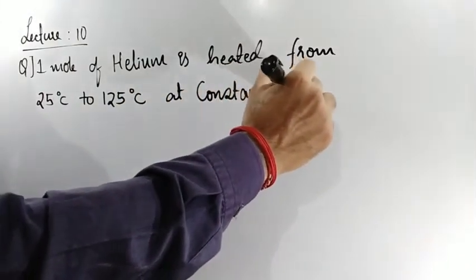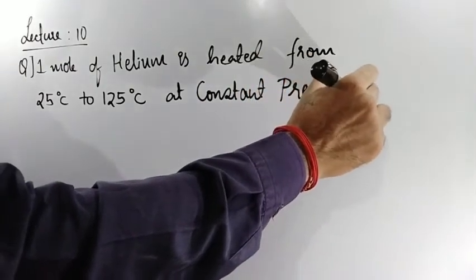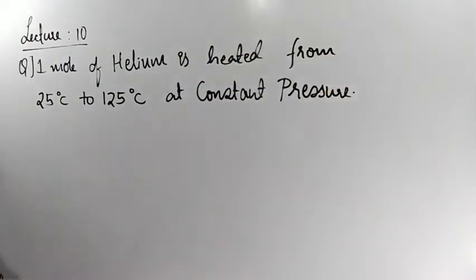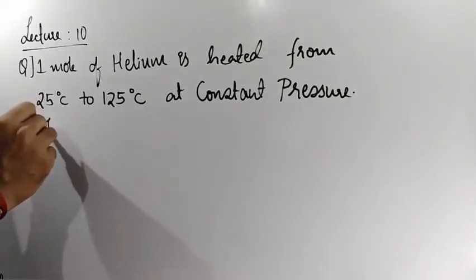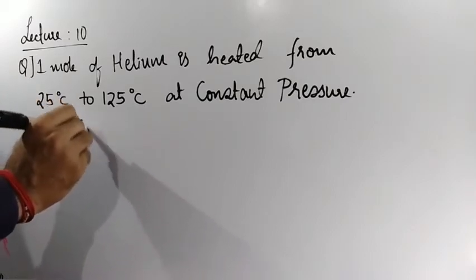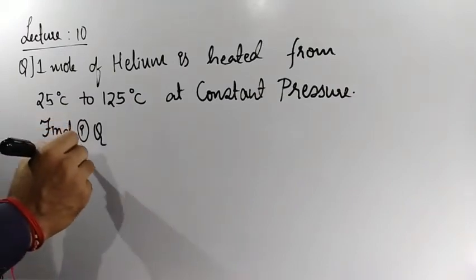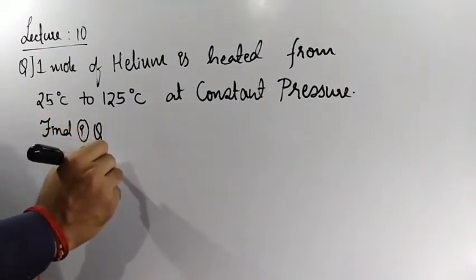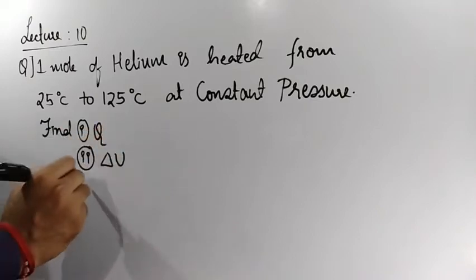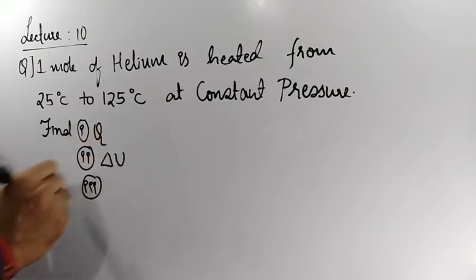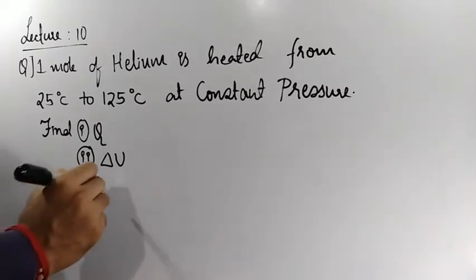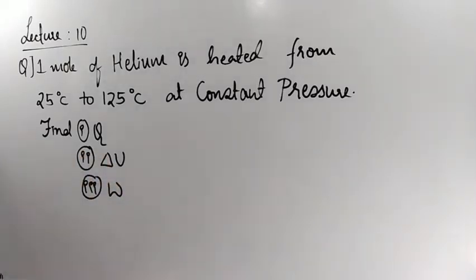At constant pressure. And the question is, find: first, what is the value of Q? Second, what is the value of delta U? And third, what is the value of W? Clear? So note down the question. I'll be erasing this and we'll proceed to the solution.